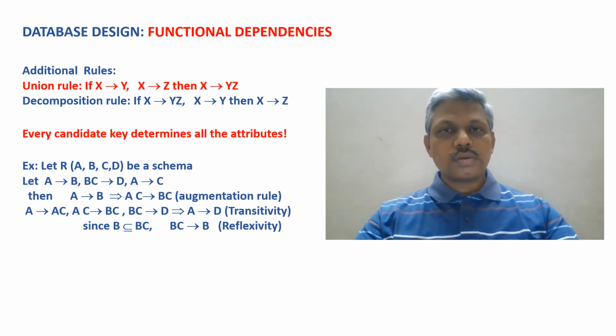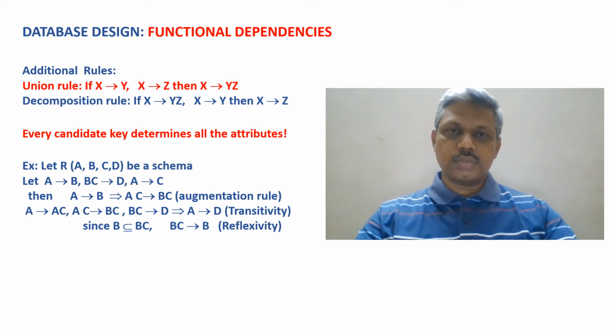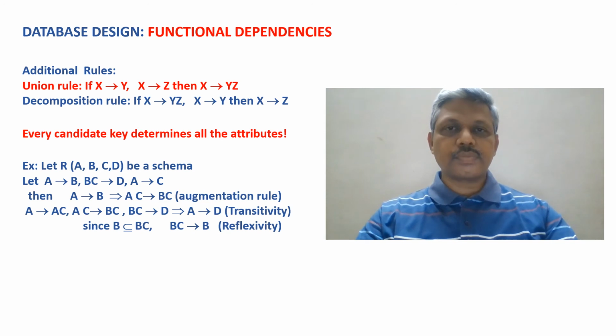One is the union rule: if x functionally determines y and x functionally determines z, if it is given, then x functionally determines yz, the union of all the attributes of y and z. It's trivial. Similarly, decomposition. If x functionally determines yz, the union of y and z, then we can decompose into two functional dependencies: x functionally determines y and x functionally determines z. This is called union and decomposition rules. They can be used to generate functional dependencies in the closure of F.